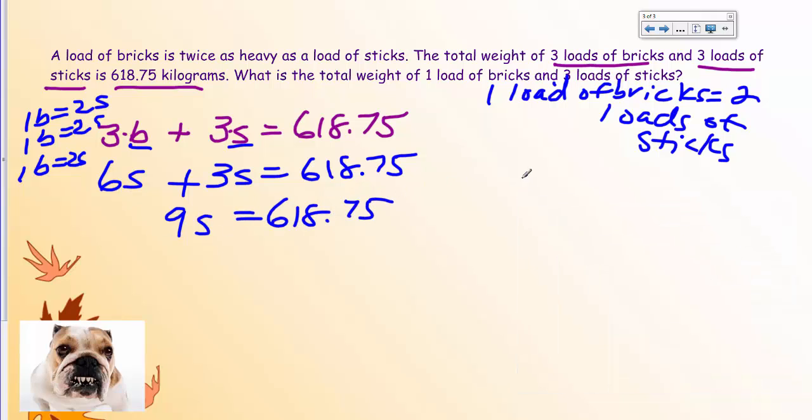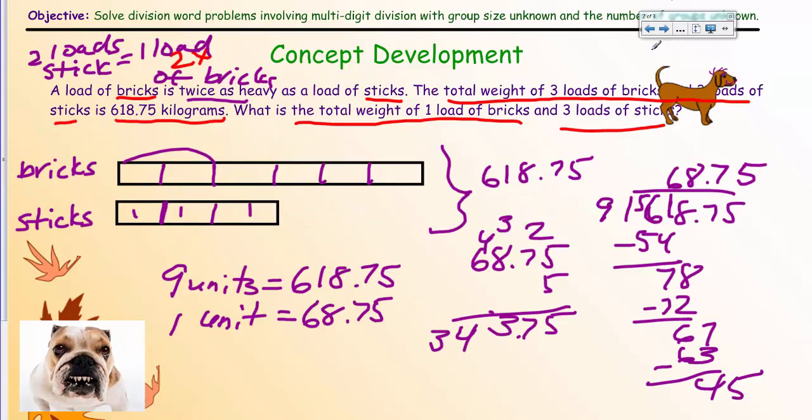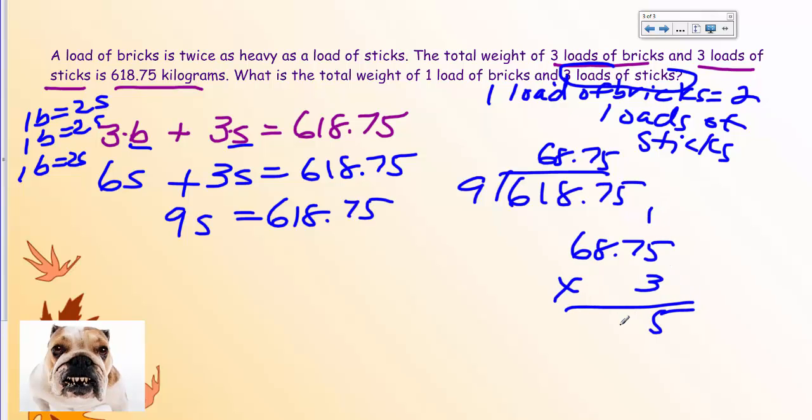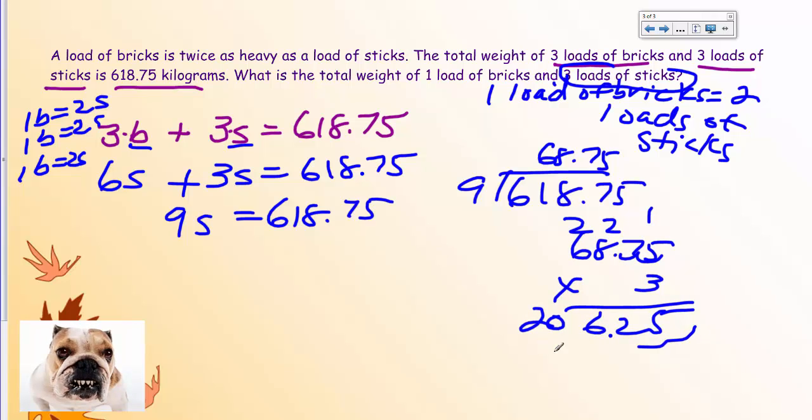Now, I'm going to do that same division problem I had. When you divide it, we already figured out the problem, and the answer was 68.75. Now, that's technically for 1 load of sticks. And now we're supposed to find out how many loads of sticks? 3. So we could take 68.75, multiply it by 3, 15, 21, 22. Let's see, that's 24, 26, 18, looks like 20. Remember, I have my decimal place to move in, 206.25.